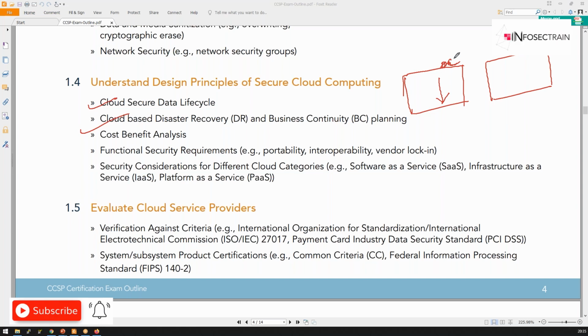So by having multiple data centers or multiple architectures, what happens? Even if one fails, my business will continue automatically from the other location. That's what we call business continuity, BC. And when I say the word DR, what is a DR?